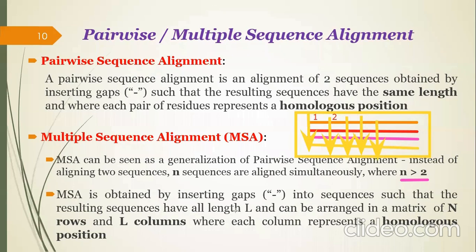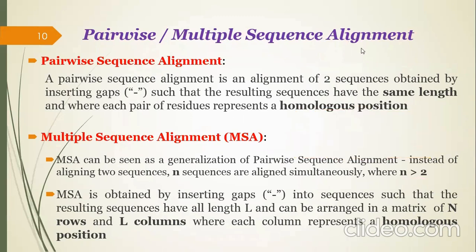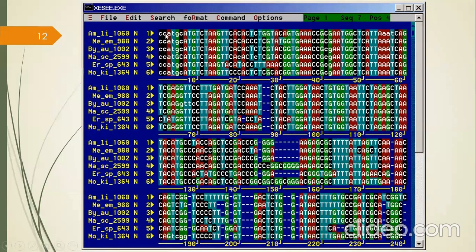The nucleotides represent the columns. So n number of rows and L number of columns, and each column represents a homologous position. So this is a homologous position for all sequences. They represent homologous positions actually. Understood? And in the coming slide, if you can see, this one represents a homologous position, this one represents a homologous position. So all of these columns represent homologous positions, and these are the rows. The number of species, the number of sequences, they are actually the rows. That's it.